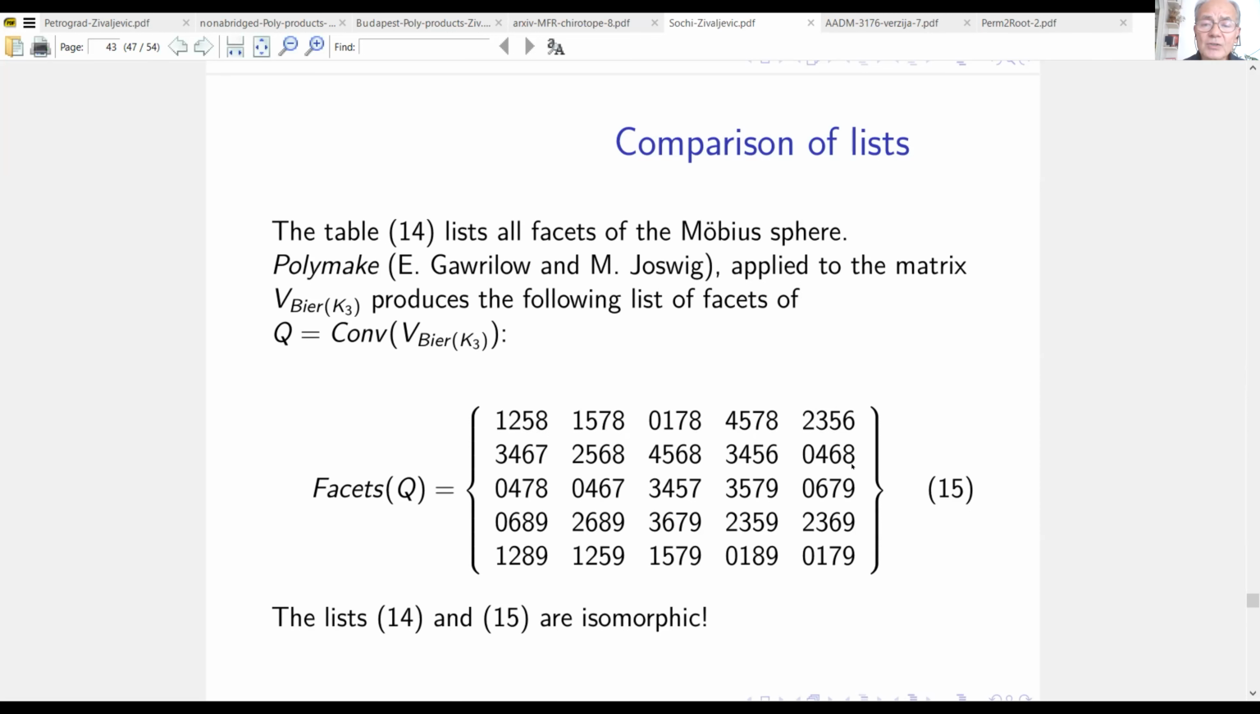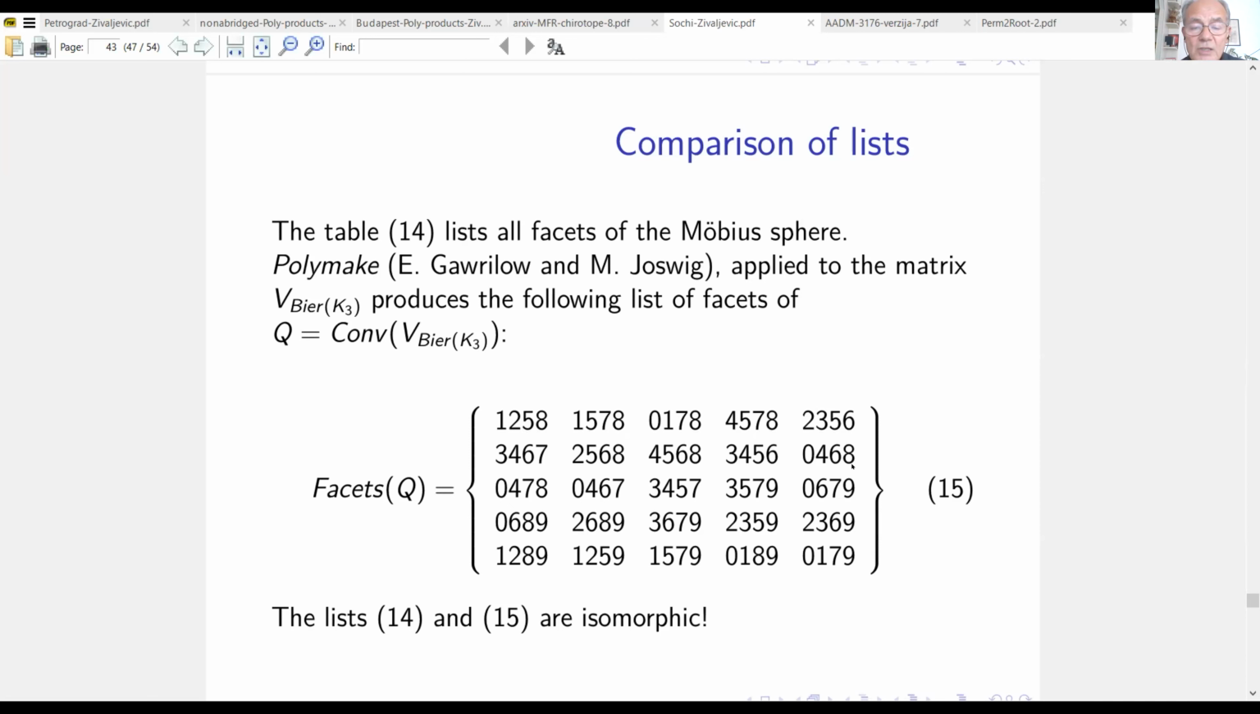For conclusion, I should say that our enchantment with Bier spheres grows: the more we study them, the more excited we are. And of course, some of you might say, okay, that's very nice, but why would we be interested in Bier spheres?